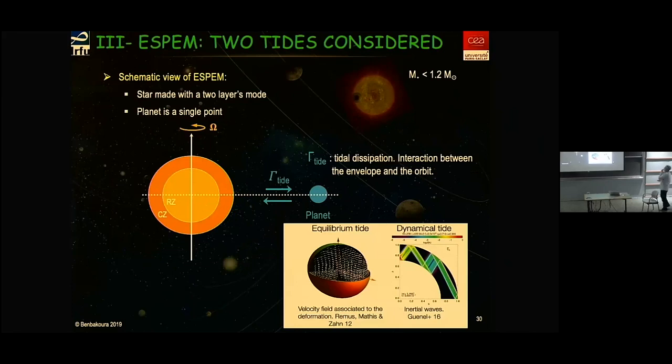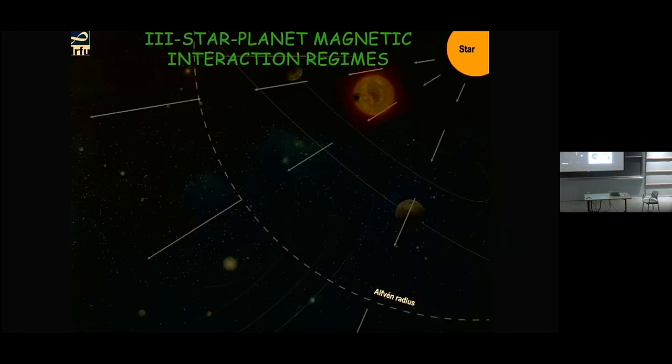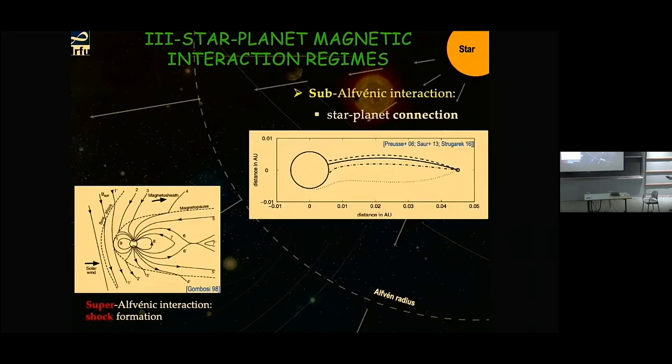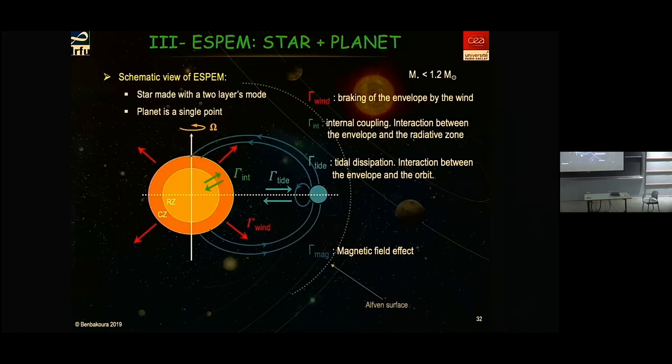There are two types of tides, the equilibrium tide and the dynamical tide. I don't have time to explain them, so I go to the next one. Finally, we have the magnetic interaction, which is if we put a planet inside the Alfvén radius, then it will interact magnetically with the system, as it's explained here.